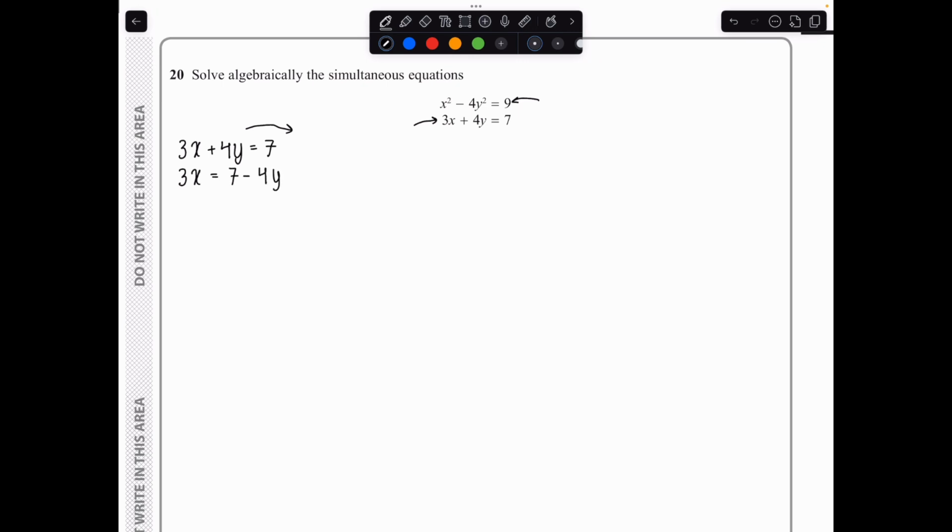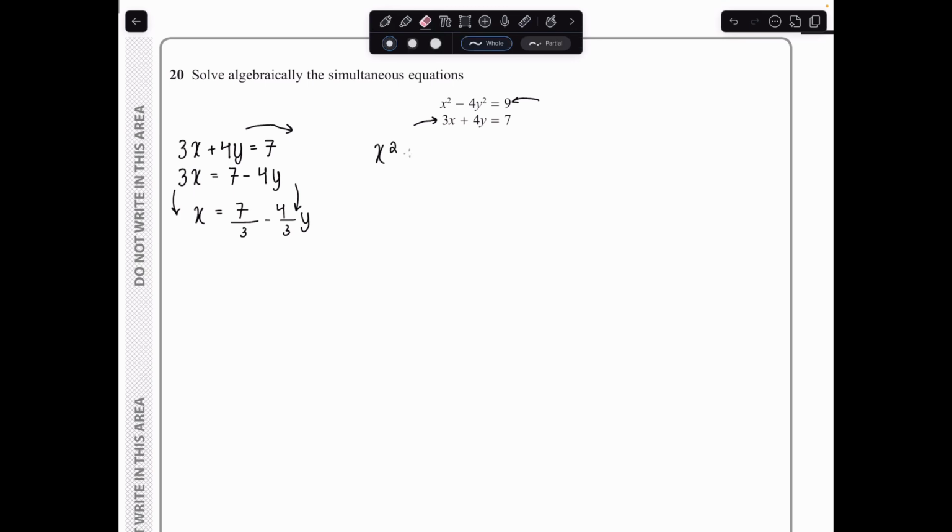Then from here, we don't want 3x as the subject, we want x as the subject. So to do that, we need to divide both sides by 3. So we get 7 over 3, take away 4 over 3 y. So now we have an expression for x in terms of y. So now let's just sub that into our top equation.